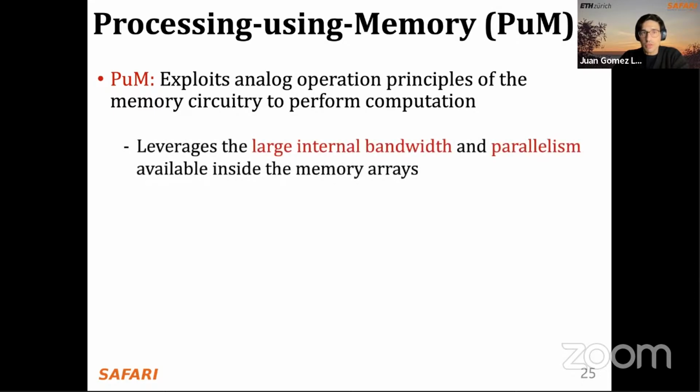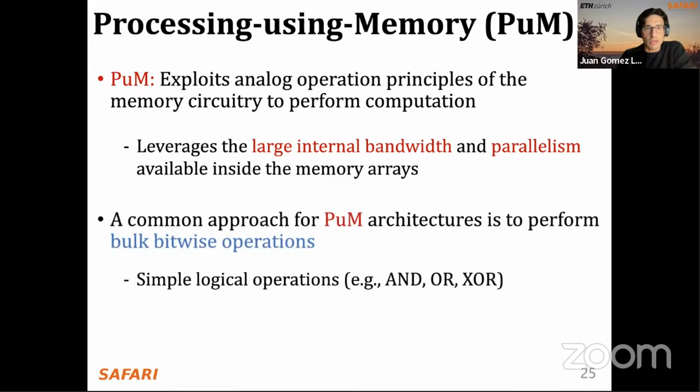And this takes advantage of the large internal bandwidth and parallelism that we have inside the memory arrays. You can just think about a DRAM subarray that typically has a 2 kilobyte, 4 kilobyte, or even 8 kilobyte row buffer. So this means probably up to 64K bit lines. And then we also have a bunch of rows, let's say 1024. So that's a lot of parallelism, and it would be great if we can take advantage of all this parallelism and internal bandwidth to perform computation.